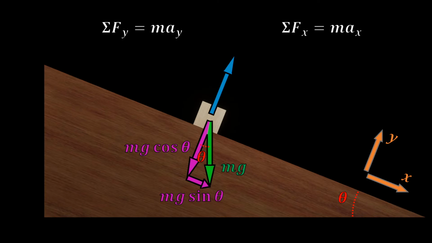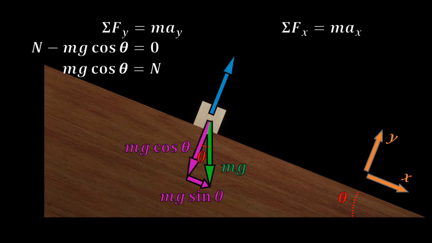Now we're ready to set up Newton's second law for each direction. In the y dimension, the sum of the forces is the normal force minus mg cosine theta. This equals the block's mass times its y acceleration. Because the block doesn't move into or off of the incline, it doesn't accelerate in the y direction. So a sub y equals 0. Thus, the normal force equals mg cosine theta.